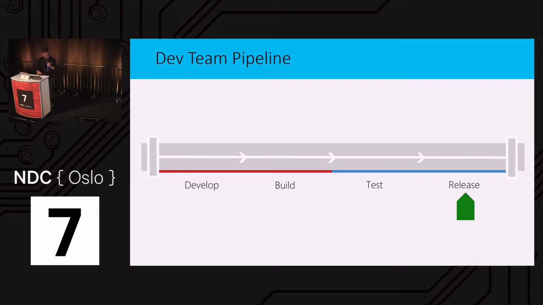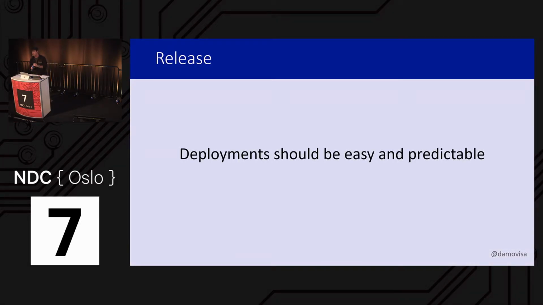So number one thing for the release phase is that your deployments should be easy to do and very predictable. In other words, it shouldn't be that every 6 months everybody comes in on a weekend, spends 48 hours hating each other, and then goes home at 3 a.m. on Monday morning because the deployment went horribly wrong and so on. They should be really, really easy to do.